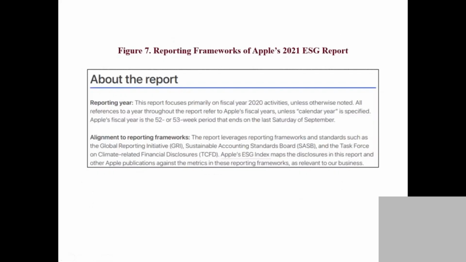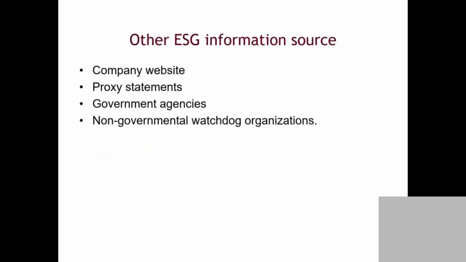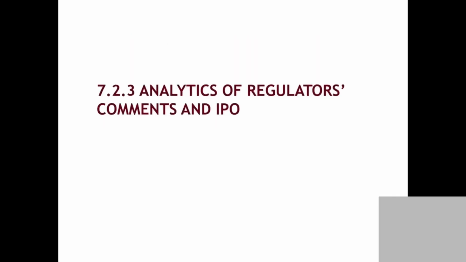This is another example, Apple's ESG report, and you can see that they give you all the information. So in summary, if you want to get ESG information, you can go to the company website. You can go to the proxy statement. You can go to the government agency. And as we just mentioned, you can go to the 8-K items 7.01 and 8.01. We should have had that bullet point here. I think it's missed.